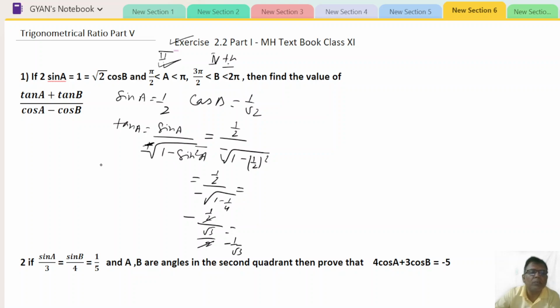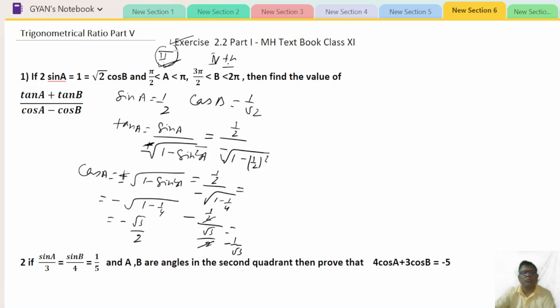Next take cos A. Cos A is equal to plus or minus root over 1 minus sin square A. In the second quadrant, only sin and cosec are positive, the remaining are negative. So here we will take the negative value: minus root over 1 minus 1 by 4, that is equal to minus root 3 by 2.